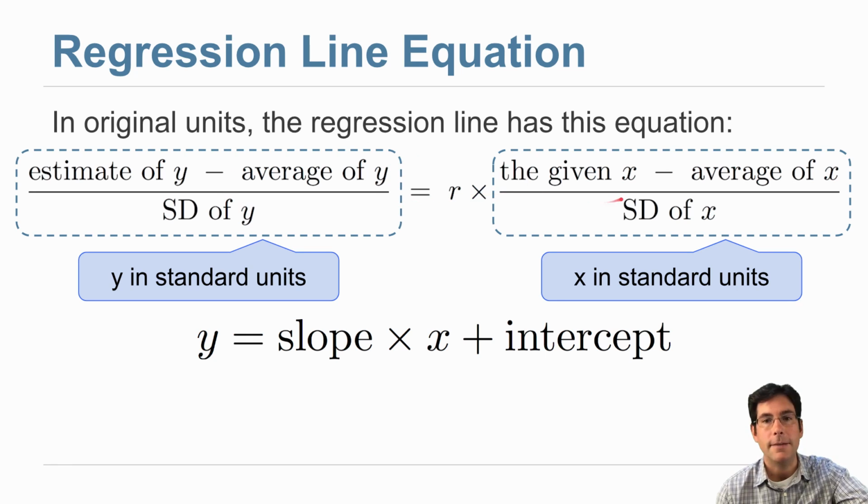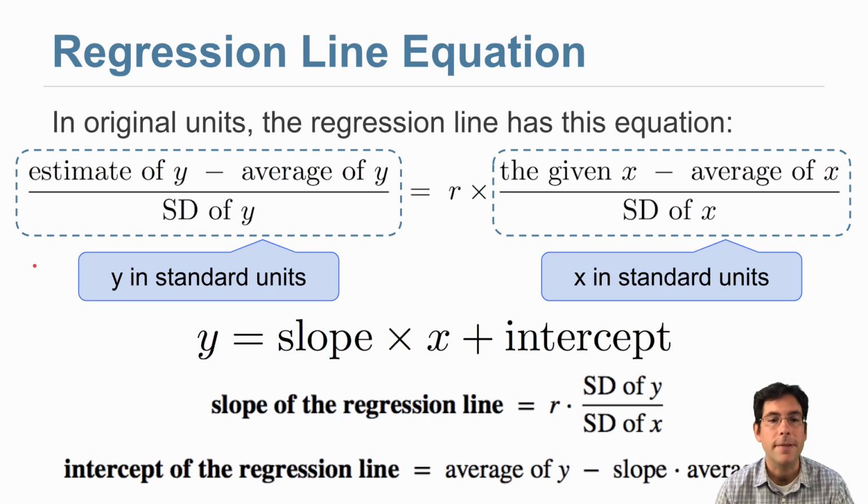So we move the SD of y over by multiplying and move the average of y over by adding. What you end up with is that the slope of the regression line is r times the SD of y divided by the SD of x. And the intercept of the regression line is the average of y minus the slope times the average of x.